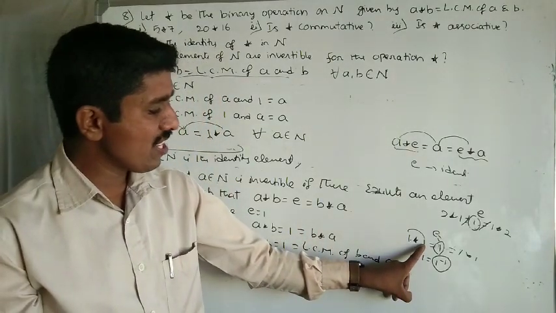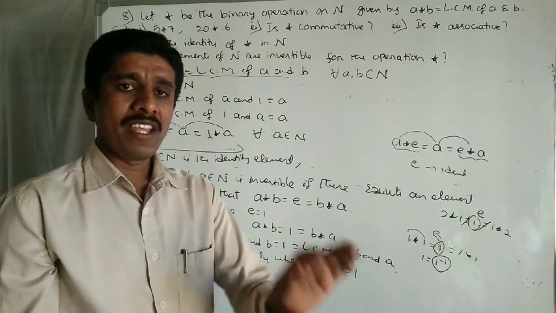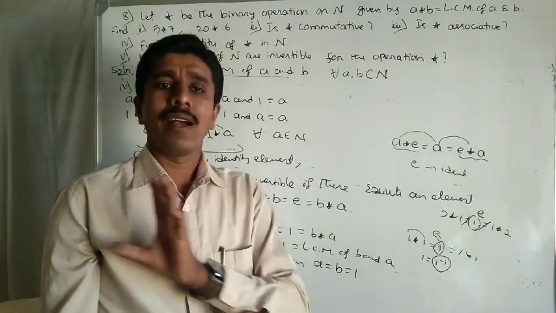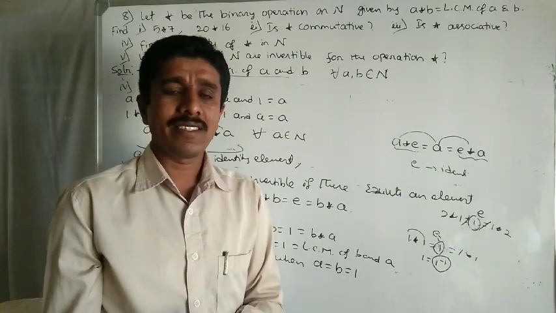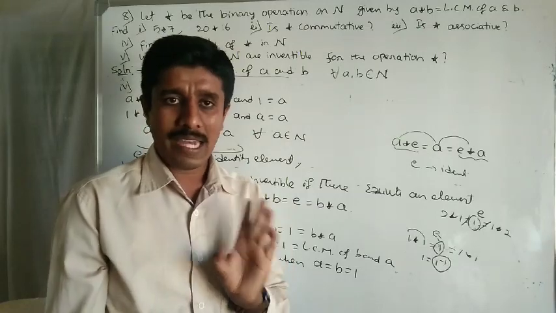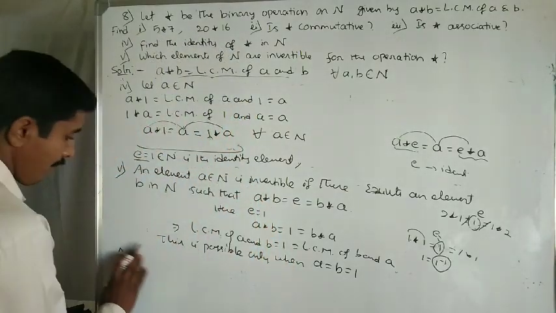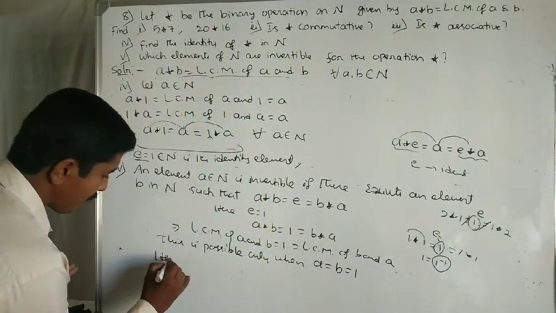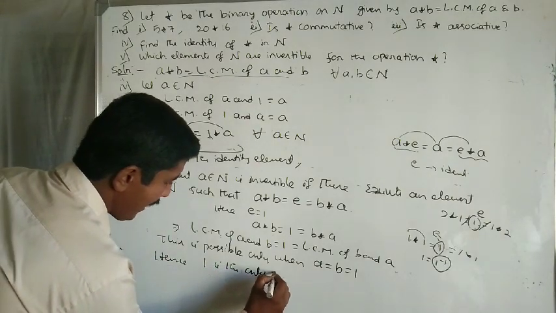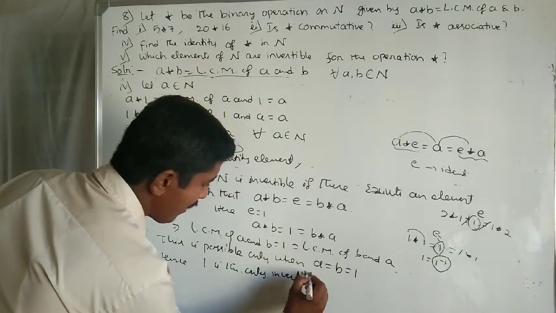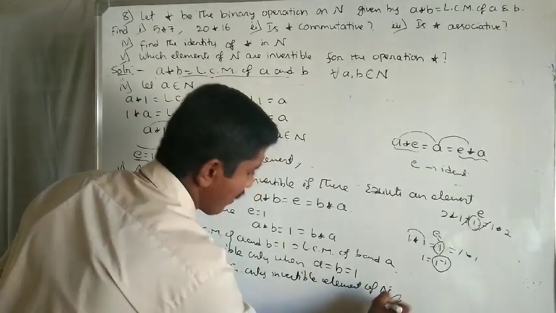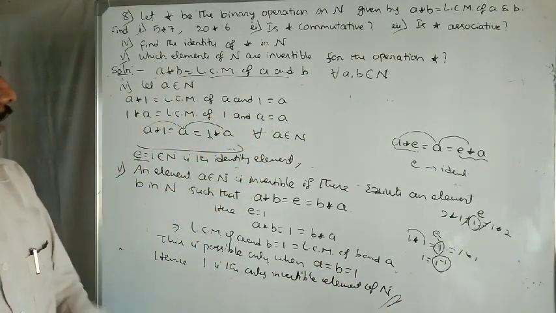Therefore, 1 is called the inverse of 1. The inverse of the first natural number exists, but the inverse of other natural numbers does not exist. Therefore, we can say that 1 is the only invertible element of natural numbers with respect to the operation. Got it? Very important.